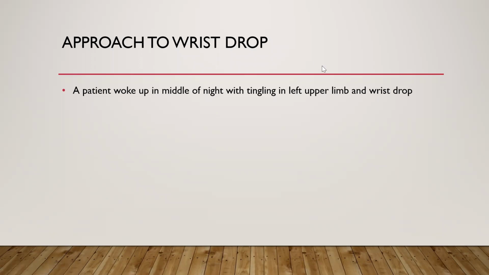Okay. Then for LMN, there are possibilities of radial nerve versus posterior cord versus C7 root. Middle trunk also. C7 root. Yeah.